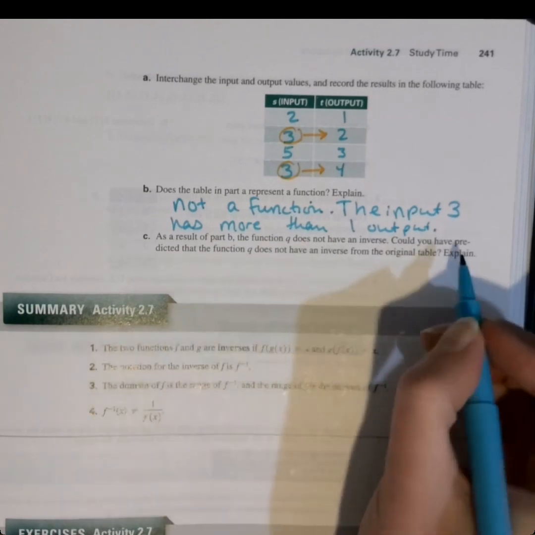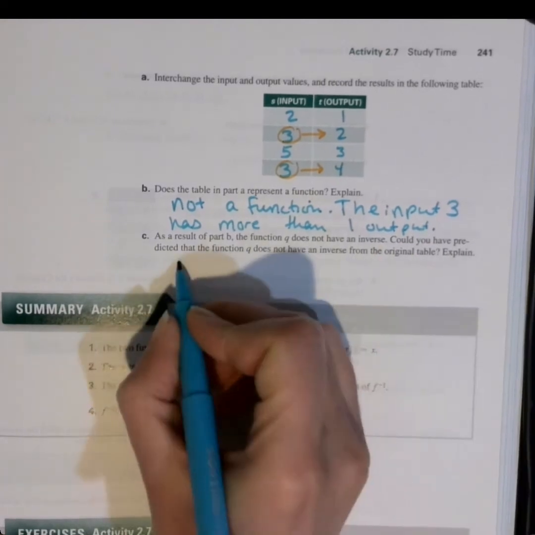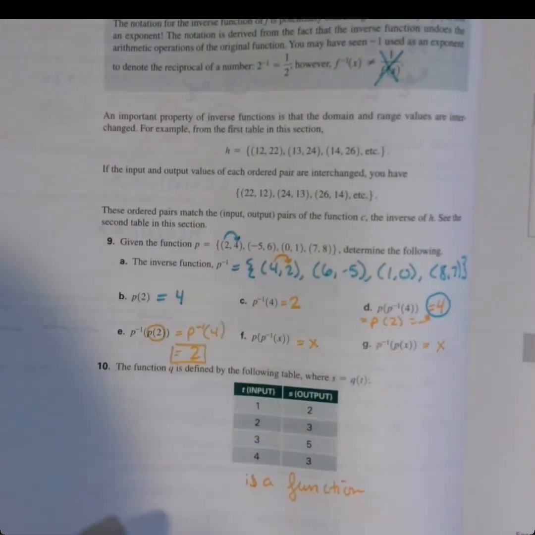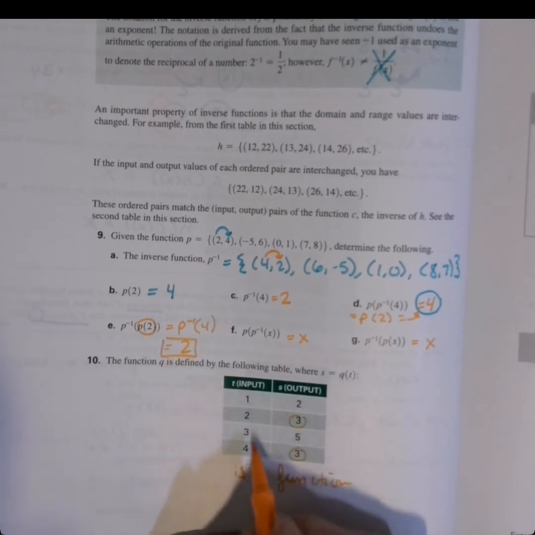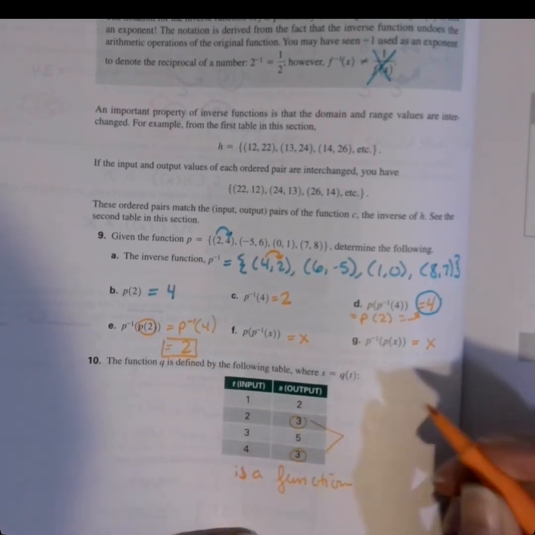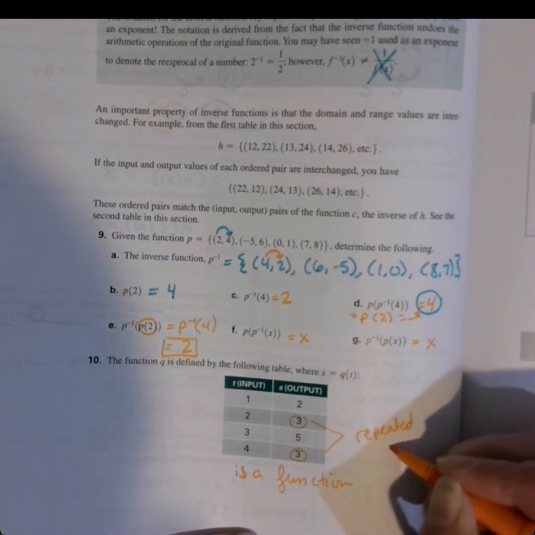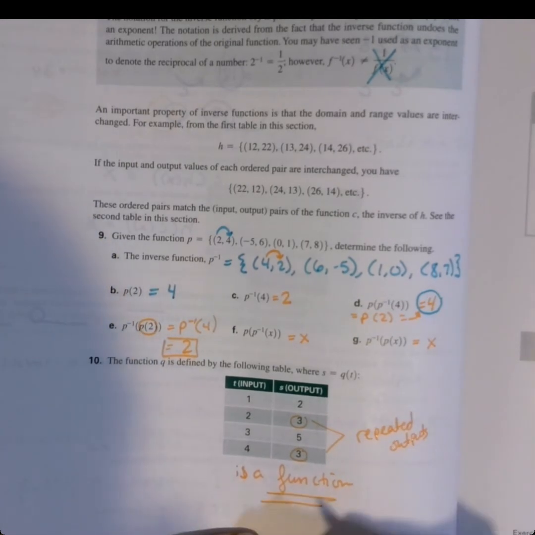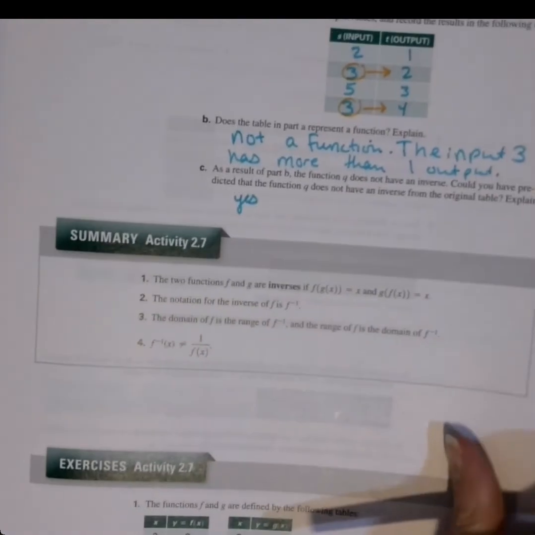Could I have predicted that the function does not have an inverse? Yes. And I could have predicted that if I had gone back and looked at it and said, oh, it does have repeating outputs. So it's a function, but there are some repeated outputs right here, right? That's okay in terms of the first one being a function, because it is a function. But if it has repeated outputs, its inverse will not be a function.